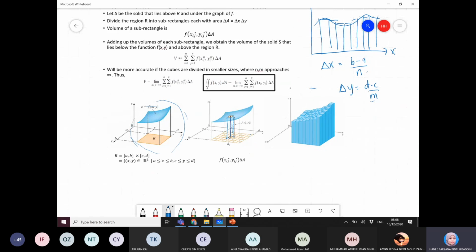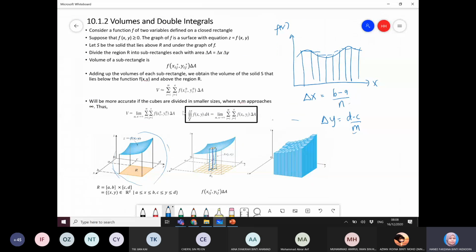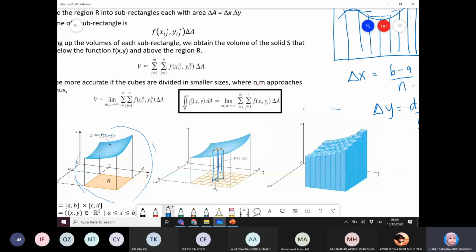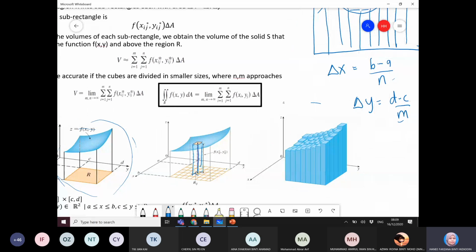of the integral form. This is your double Riemann sum in terms of a limit. If you convert that limit into analytical integration form, it gives you this integral form here: the integral over the region R of f of x and y with respect to the area. The area is basically delta x times delta y. The area of each rectangle is delta y times delta x.